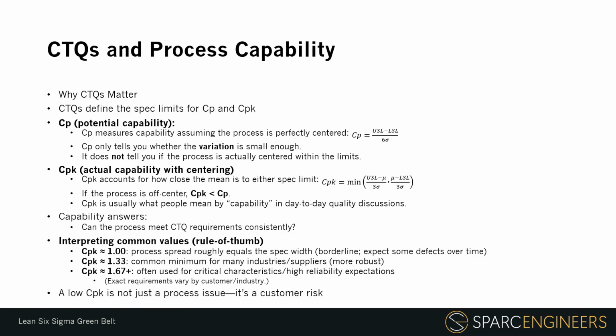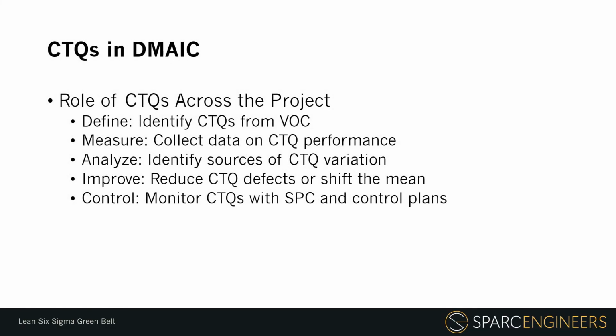As a rule of thumb, a CPK around 1.00 is borderline. The process spread roughly equals the specification width, and defects should be expected over time. A CPK around 1.33 is a common minimum requirement in many industries and supplier quality systems. A CPK of 1.67 or higher is often used for critical characteristics or high reliability expectations. Exact requirements vary by customer, product, and industry, but the concept is the same. A low CPK is not just a process issue. It is a customer risk. If the process cannot consistently meet the CTQ, then the customer may eventually receive defects.